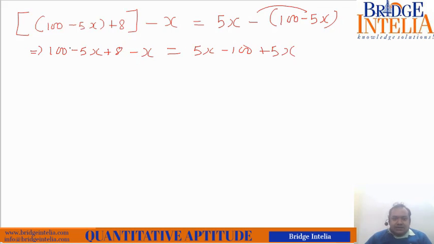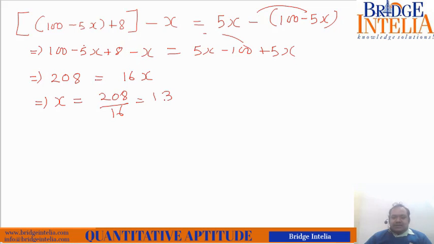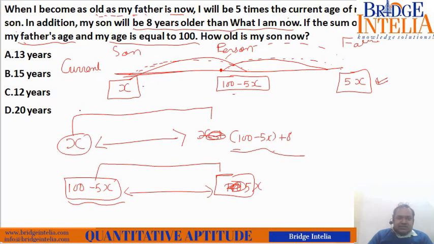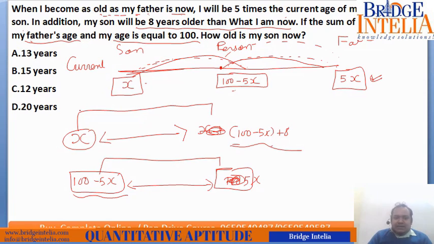So let's see. This 100 will go to the other side. So 208 is equal to 5x plus 5x plus x plus x, that is 16x. So x is equal to 208 by 16, that is equal to 13. So x comes out to be 13. What is the question? How old is my son now? So his son is x years old, so 13 years old.